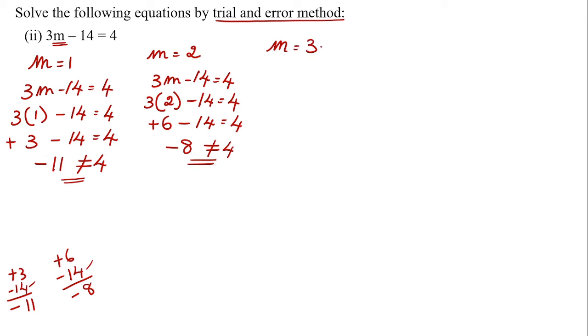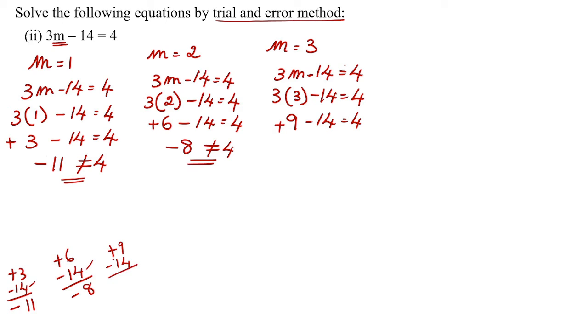Let us substitute m is equal to 3. So the given equation is 3m minus 14 is equal to 4. So 3 into value of m, now we are taking it as 3, minus 14 is equal to 4. 3 into 3 is 9, minus 14 is equal to 4. So plus 9 and minus 14. Two different signs, bigger number sign and subtract. 14 minus 9 is 5. So we get minus 5 on the left hand side, which is not equal to 4.